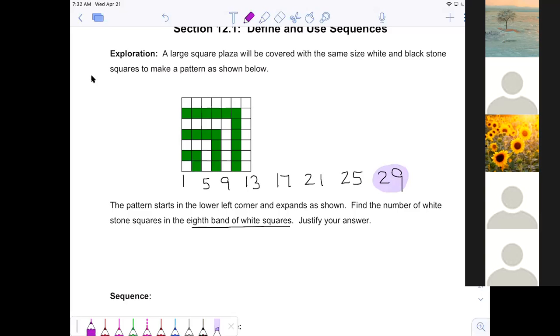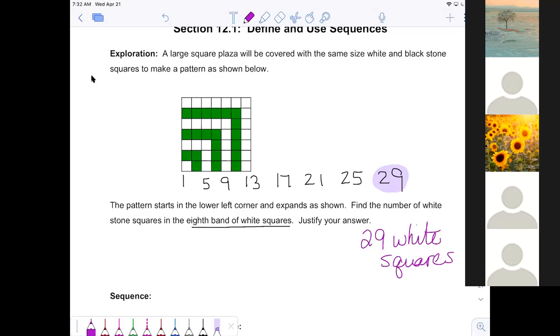We have a pattern here of numbers increasing by 4. And the question said, find the number of white stone squares in the 8th band of white squares. So there would be 29 white squares. And you can find that just by noticing the pattern and continuing that pattern on until you get to that 8th band of white squares.